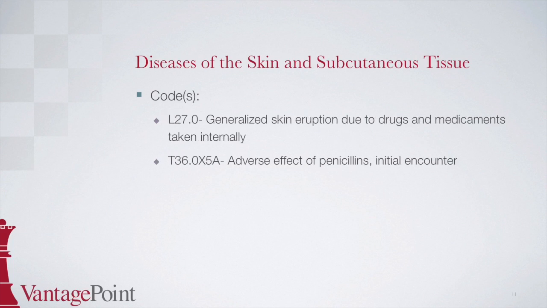The first code is L27.0, generalized skin eruption due to drugs and medicaments taken internally. To locate this code, start at dermatitis in the alphabetic index, then locate the phrase due to. From there, look for drugs and medicaments with generalized and internal use in parentheses, which points to L27.0, which you would then confirm in the tabular. There is an instructional note in the tabular which states, use additional code for adverse effect, if applicable, to identify drug, which is categories T36 through T50 with fifth or sixth character of 5.